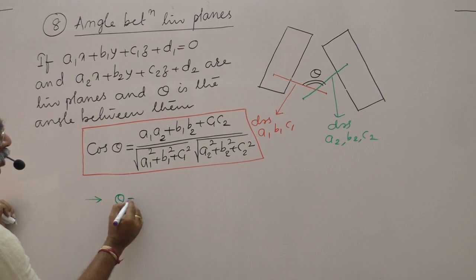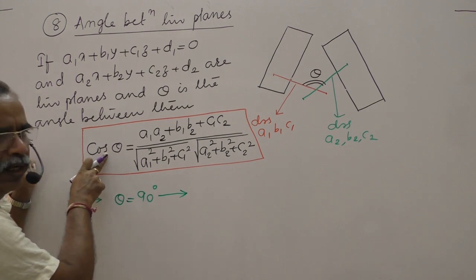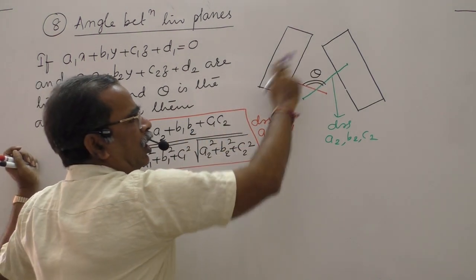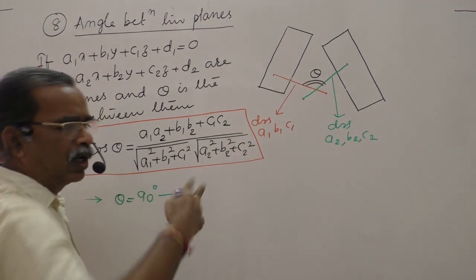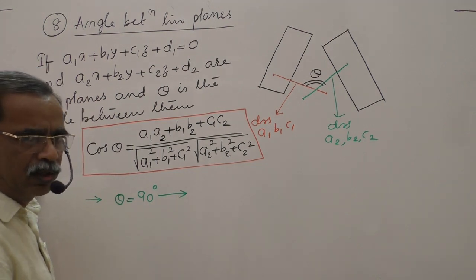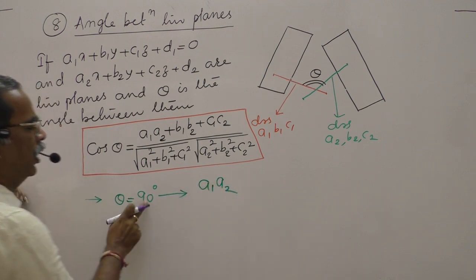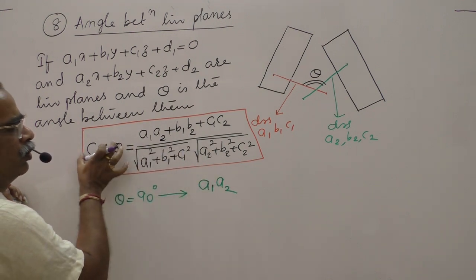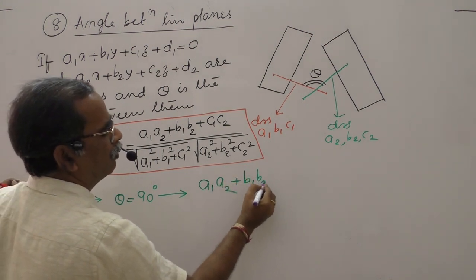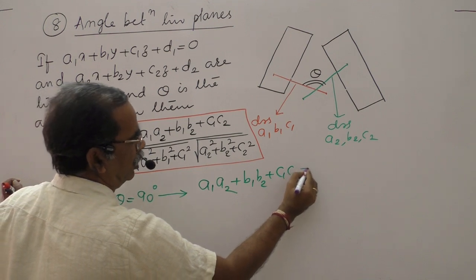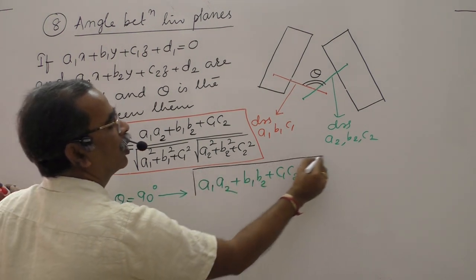If theta is equal to 90 degrees, if you put 90 in this, the angle between two planes is 90 degrees. That means the angle between their normals is also 90, because the angle between normals is the angle between planes. Then what will be the condition? If I put 90 here, cos 90 is 0, by cross multiplication this becomes 0. So we will have A1 A2 plus B1 B2 plus C1 C2 equal to 0. This is the condition for two planes to be perpendicular.